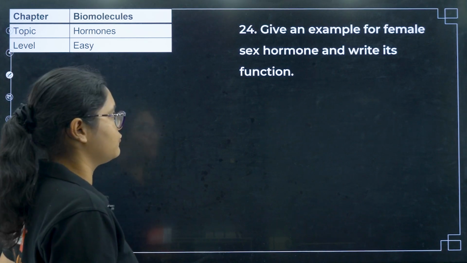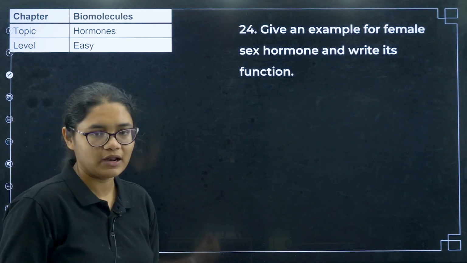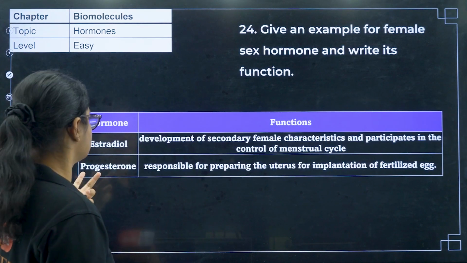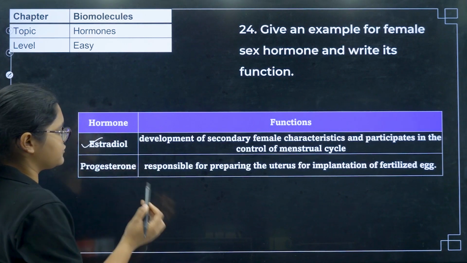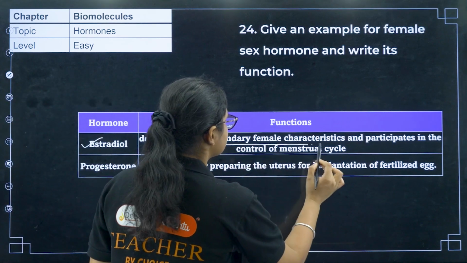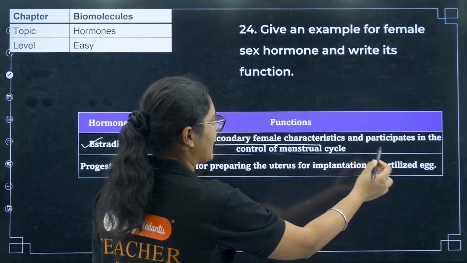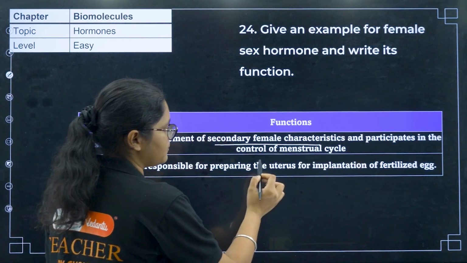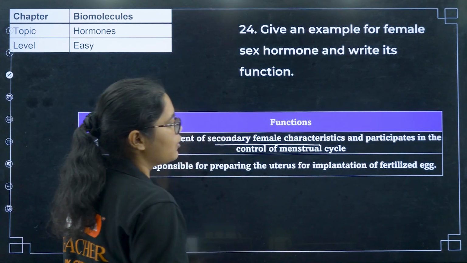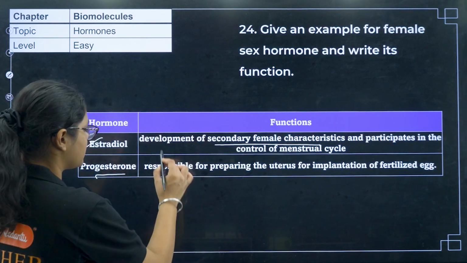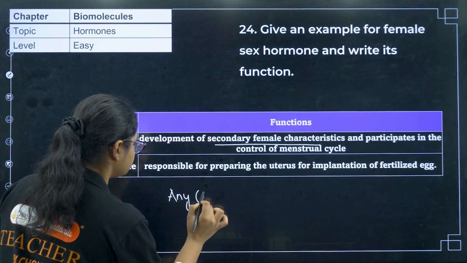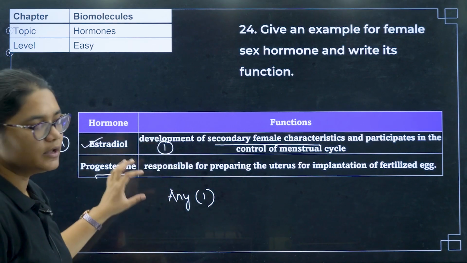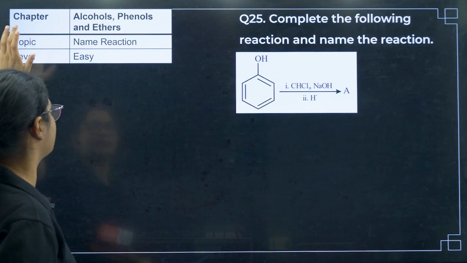Next we have 24, give an example of female sex hormone and write its function. So example will carry 1 mark and function will carry 1 mark. So you can write any one of this. If you write estradiol, its function is development of secondary female characteristics and participation in the control of menstrual cycle, and progesterone is responsible for preparing the uterus for implantation of fertilized eggs. Okay, so you can write any one here. So this will carry 1 mark and this function will carry 1 mark. I have given you 2, you can write down any one. Easy question, direct question.